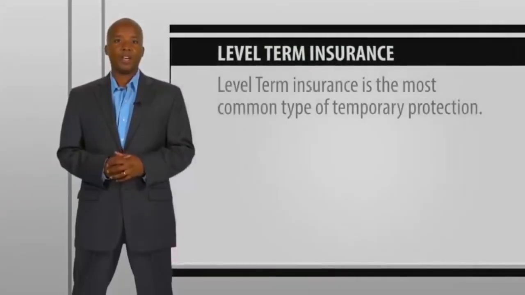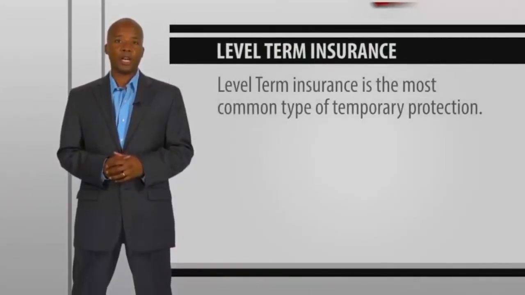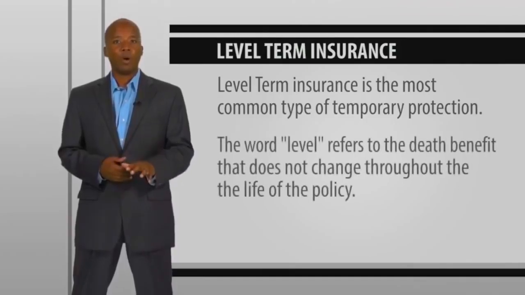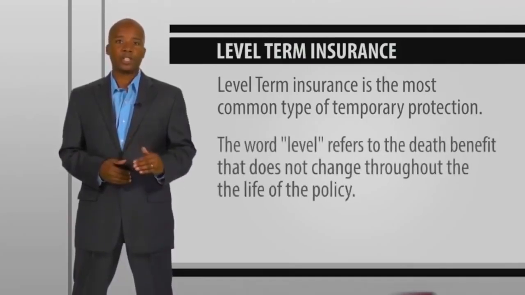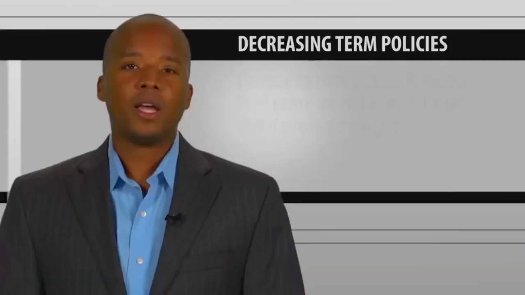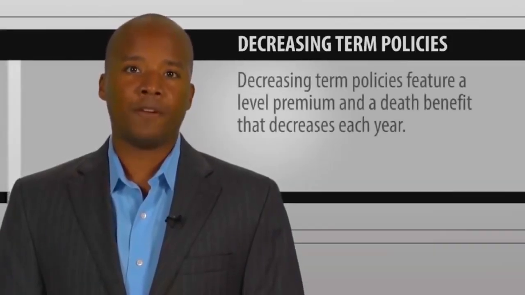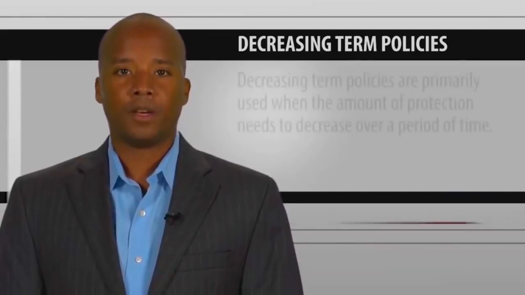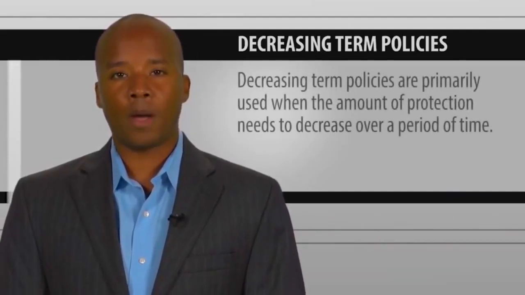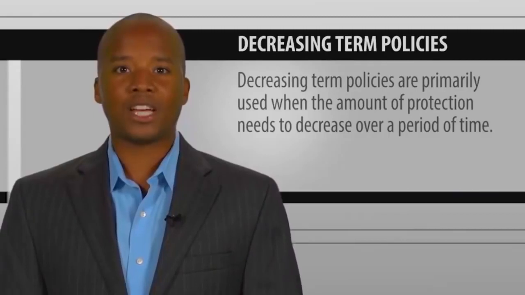Level term insurance is the most common type of temporary protection. The word level refers to the death benefit that does not change throughout the life of the policy. Decreasing term policies feature a level premium and a death benefit that decreases each year. Decreasing term policies are primarily used when the amount of protection needs to decrease over a period of time.